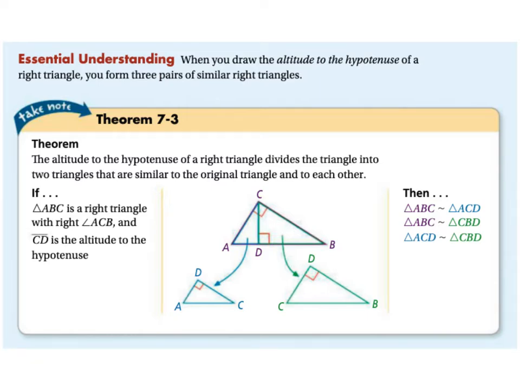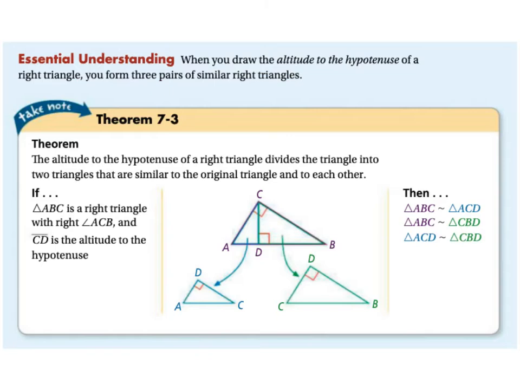This concept is pretty neat. You do need to go slow and pay attention to exactly the right layout of each triangle in order to make sure you're orienting them correctly. But this is what it says. When you draw the altitude to the hypotenuse of a right triangle, you form three pairs of similar right triangles.